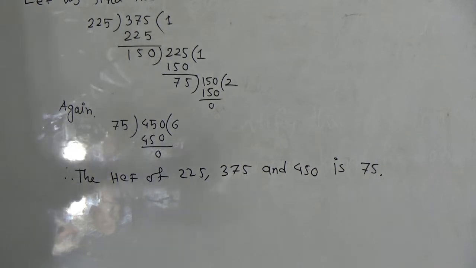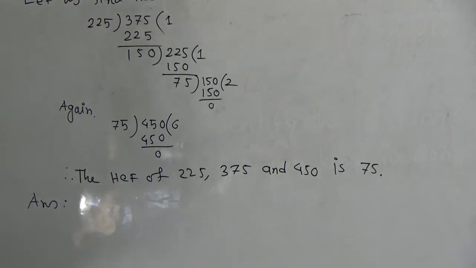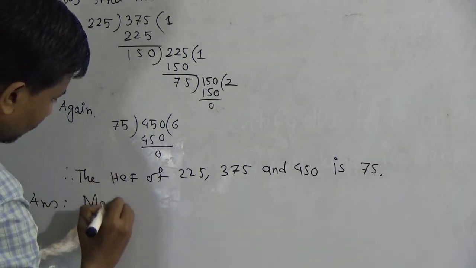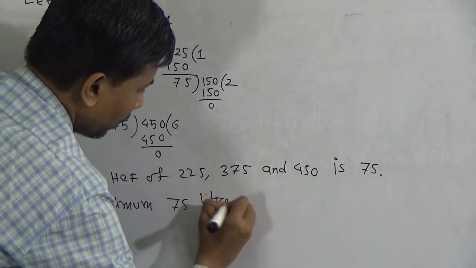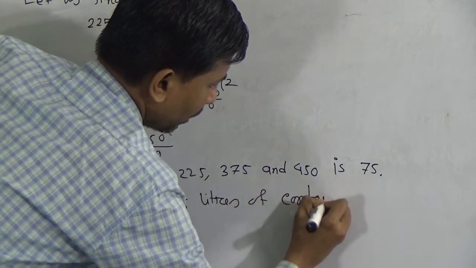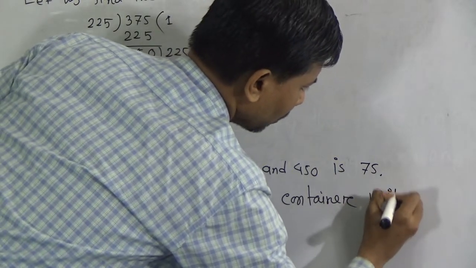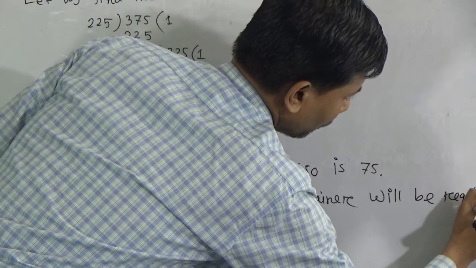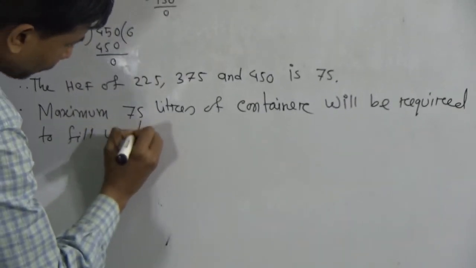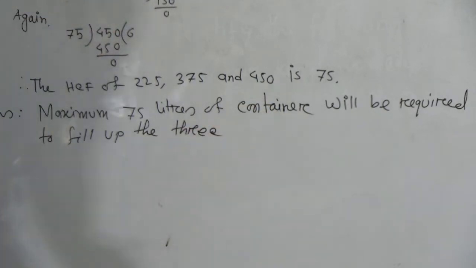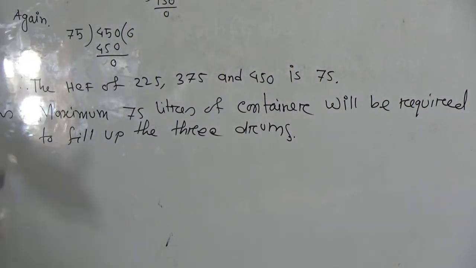Now according to the question we have to write the answer. Therefore, the maximum 75 liters of container will be required to fill up the 3 drums. Okay student, and this is the solution for B number.